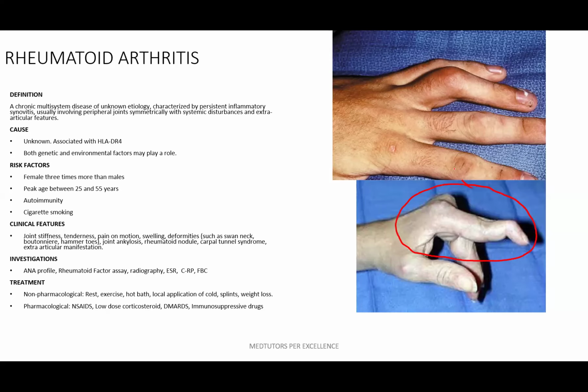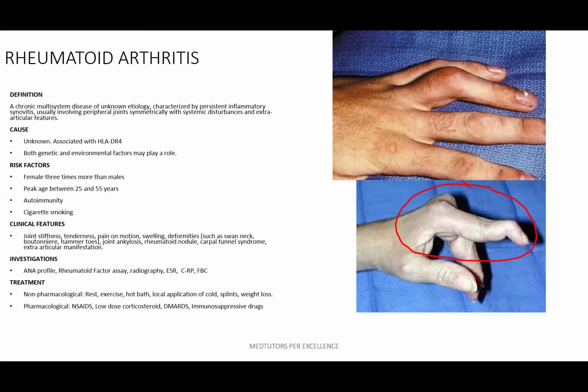Now, you should know rheumatoid arthritis, unlike other forms of arthritis, don't forget, has extra-articular manifestation. They affect all other systems aside from the joints. Okay, now the main cause is unknown, but it's autoimmune, related to HLA-DR4. It's a type of immune cell.